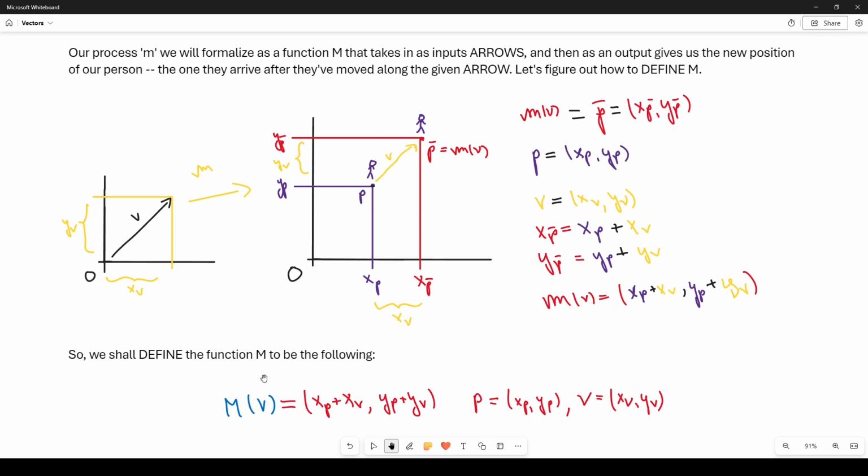So we define our function M to be the following. We give our arrow v in. Our v is an ordered pair of real numbers. We know the previous position of our person, and we just add these numbers together to get the new position. So that would be capital M.